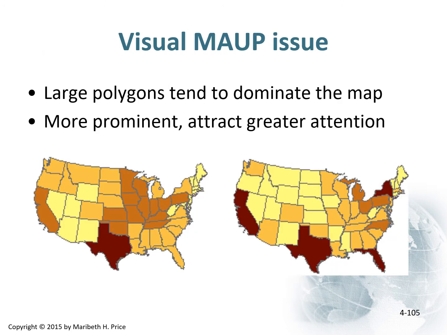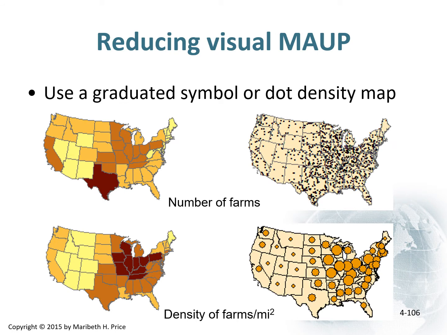Another type of the MAUP, or the modifiable area unit problem, is visual MAUP. Visual MAUP occurs strictly because large polygons look important. Modifiable area unit is because the position of the polygon, or where you decide the polygon starts and stops, impacts the actual numbers. This impacts how you perceive it based on the size of things. And we reduce it by using different types of maps that don't rely on those things.